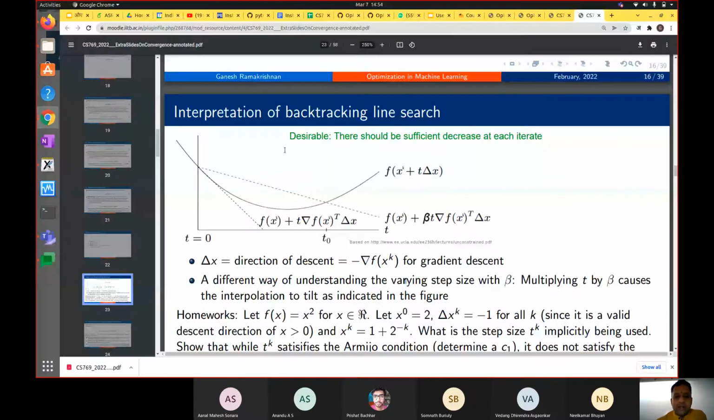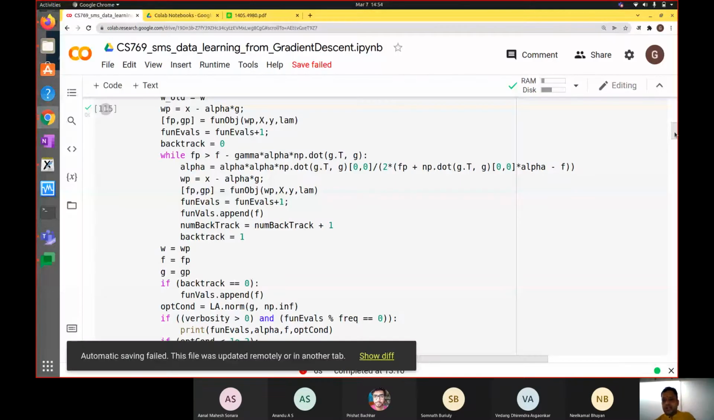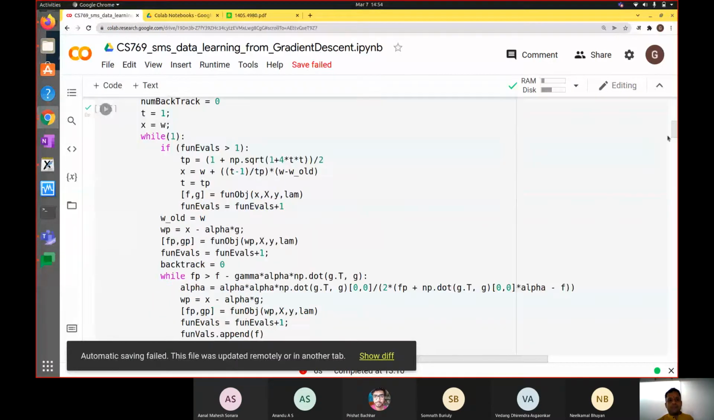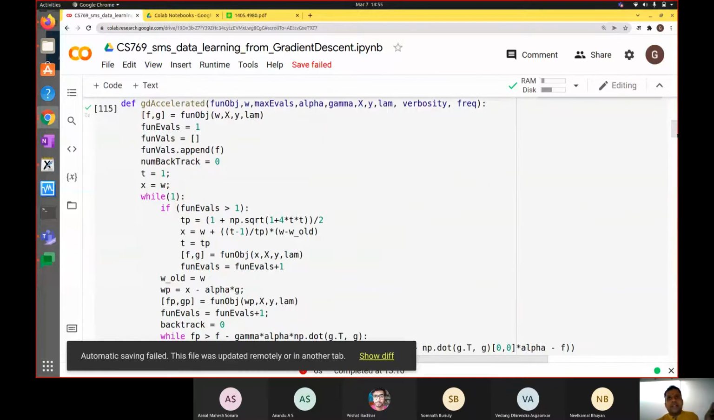Okay, so let me go back to the plot here. So to accelerated gradient descent, that's what we have done here. Line search tries to find the maximum alpha such that we are still decreasing. Yeah, exactly. Line search is trying to find the kind of maximum alpha so that there is sufficient decrease. But here we are doing line search and also, as I said, the momentum direction.